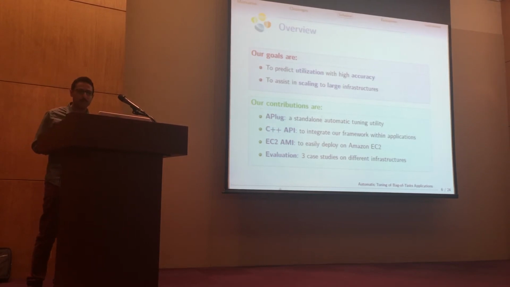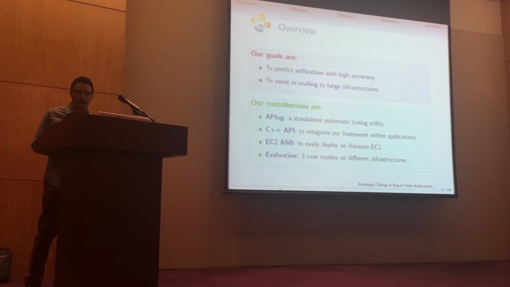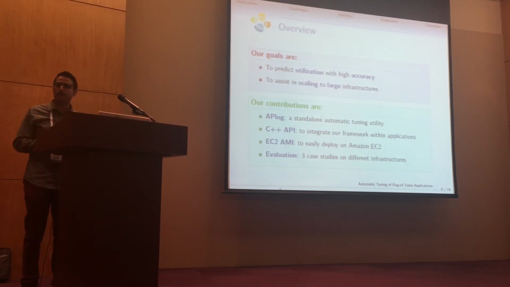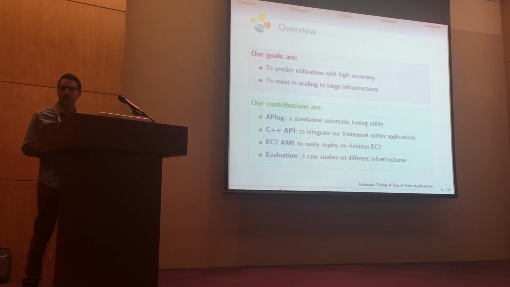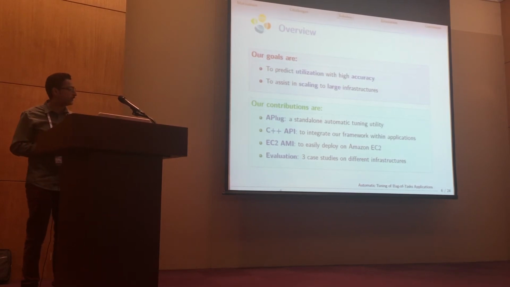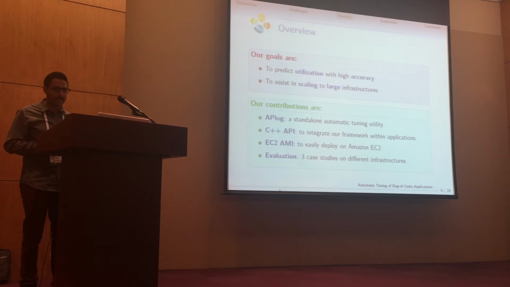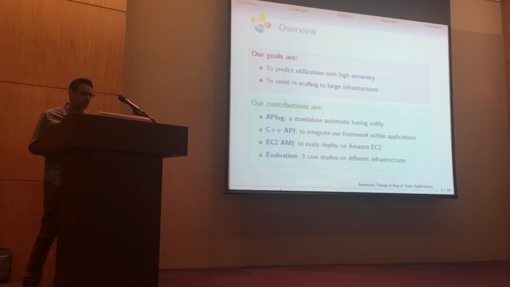Briefly, our contributions is the A-Plug standalone automatic tuning utility. This utility also has an interface, so you can integrate it into your own application with minimal change to your code. For example, we integrated it with 3 different applications in less than 50 lines of code. We have an EC2 Amazon image, so you can easily deploy your application with A-Plug on EC2.